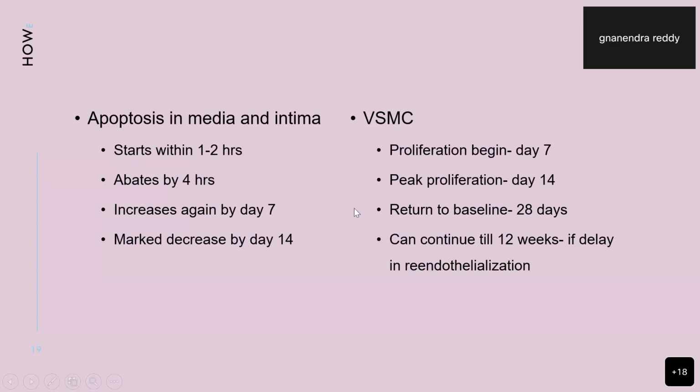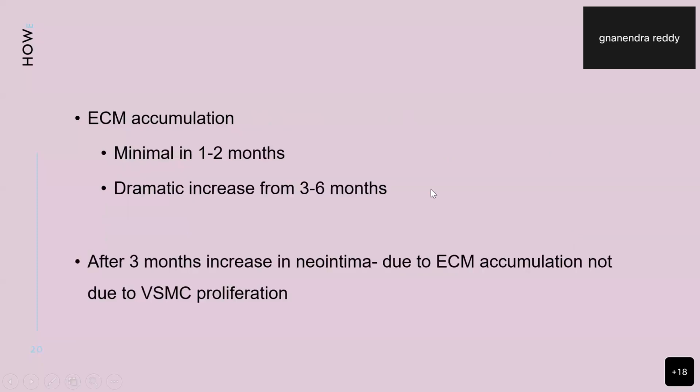But in conditions where re-endothelialization is delayed, proliferation and neointimal hyperplasia can continue till 12 weeks. Finally, the last process is extracellular matrix accumulation, which is minimal in the first 1 or 2 months in the histological specimens, but there is a dramatic increase from 3 to 6 months. So after 3 months, the increase in intimal thickness is due to the extracellular matrix accumulation rather than smooth muscle cell proliferation.